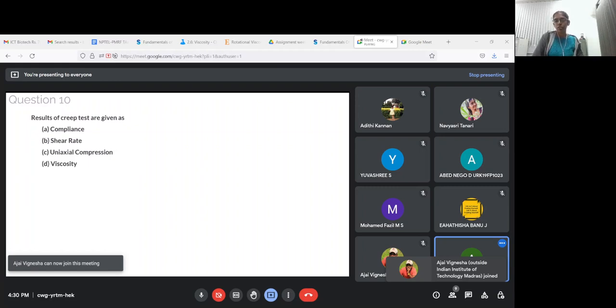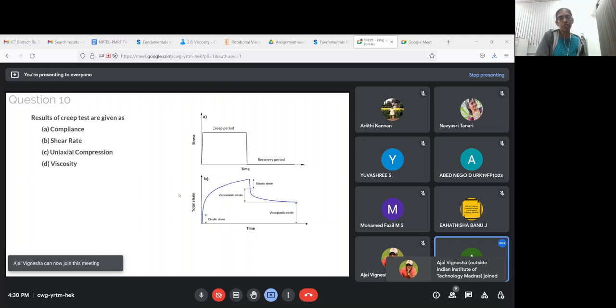So a creep test is also one other test that is done to understand the rheological properties of viscoelastic fluid. So we went across the stress relaxation test, that is, you apply a certain constant strain and you measure the stress over time, which decreases in an exponential manner. That is the stress relaxation test. So we have another test known as the creep test, which is the exact opposite of a stress relaxation test.